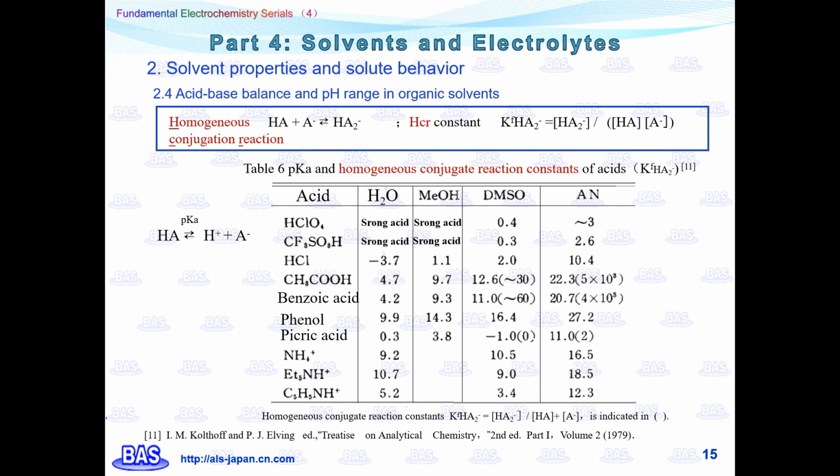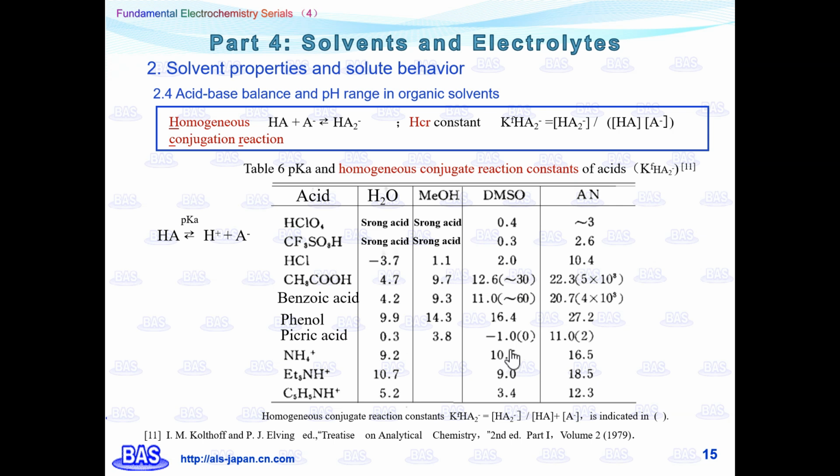On the other hand, in DMSO, which has strong donor property, H plus is strongly solvated so that pKa is smaller than in acetonitrile, and acids such as picric acid, whose anions are relatively easy to solvate, can be completely dissociated.